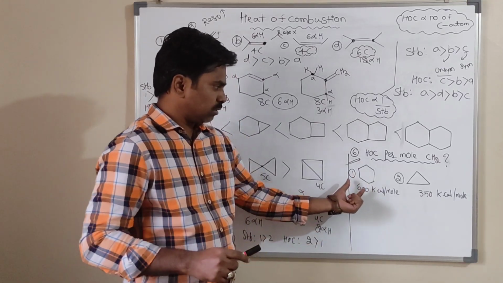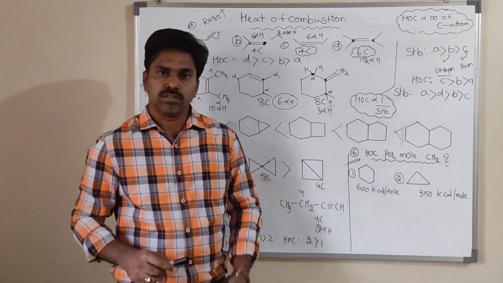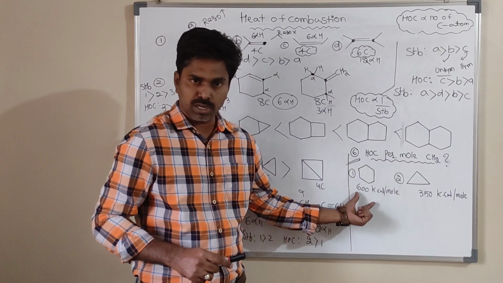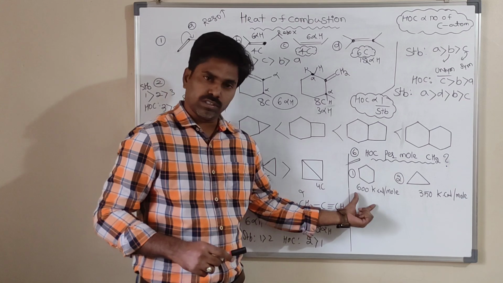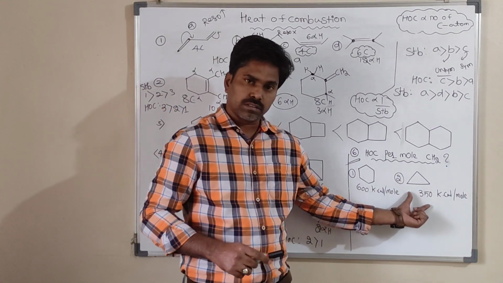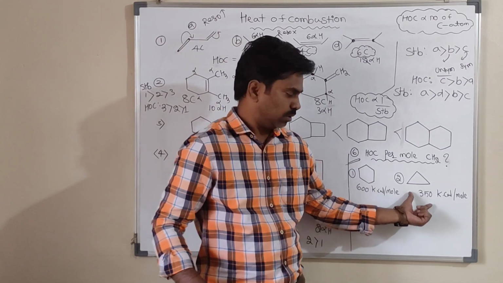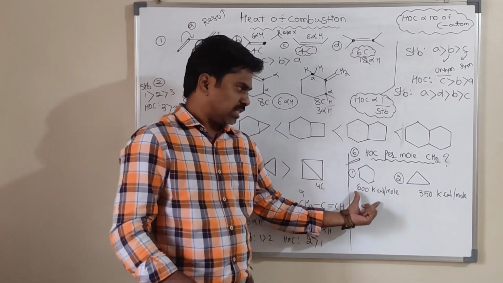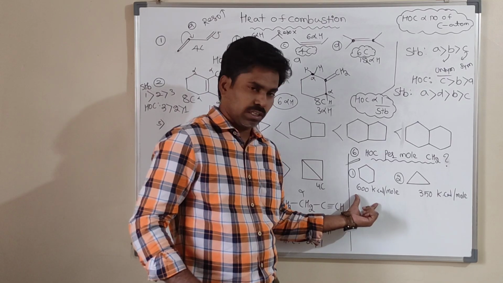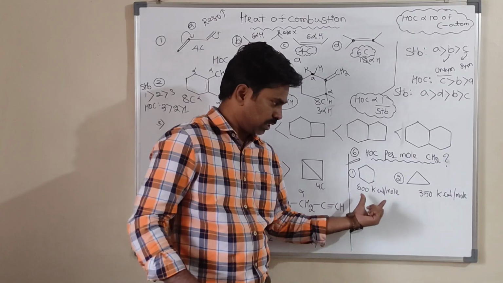When cyclohexane burns in the presence of oxygen, it gives 600 kilocalorie per mole. After burning, this cyclopropane gives 350 kilocalorie per mole. So finally, this is the excess heat of combustion. We know that. Yes or no? So from that value, we give the answer.